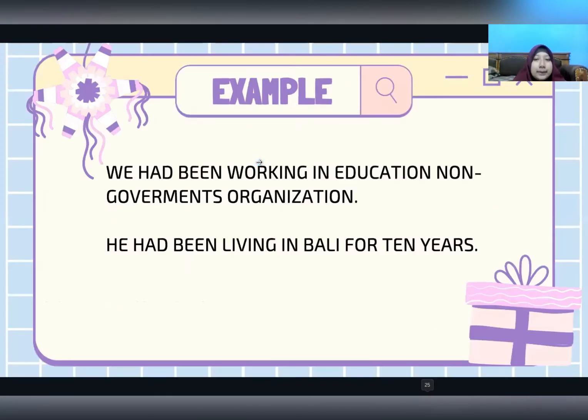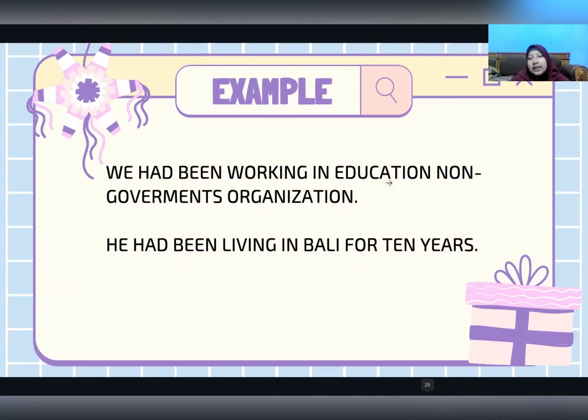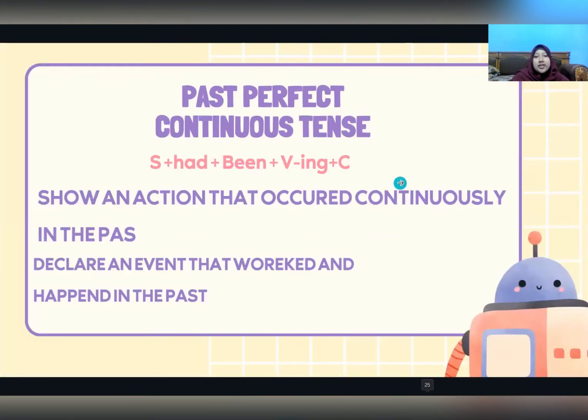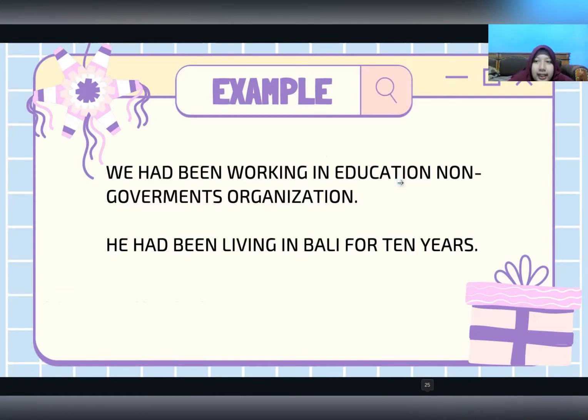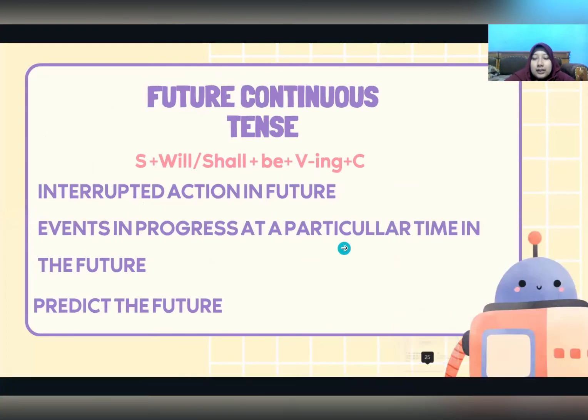The example for this tense is: we had been working in an education non-government organization. We had been working, so we use been plus verb ing. Another example: he had been living in Bali for 10 years.